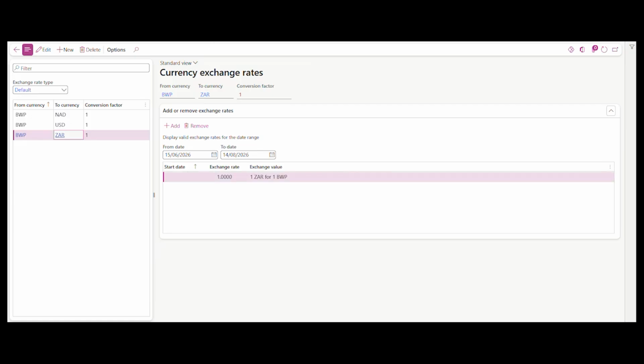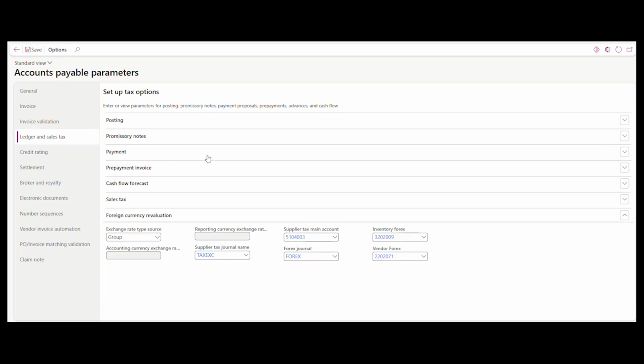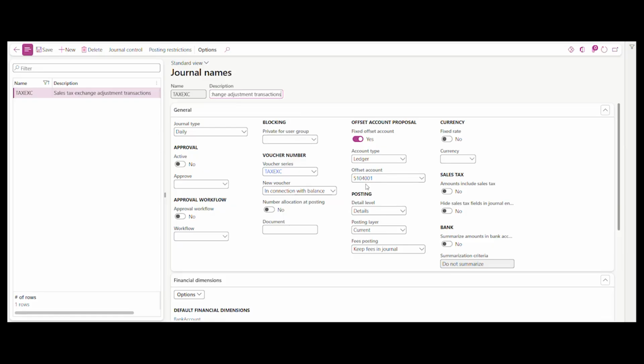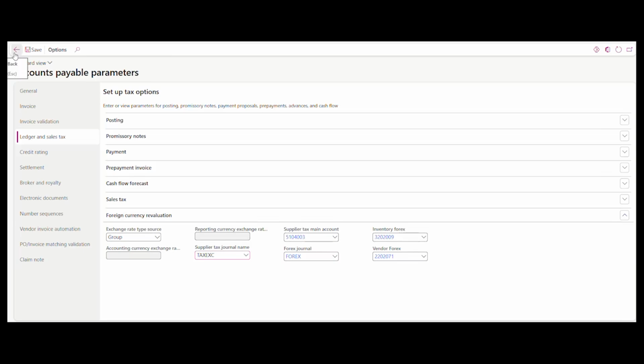And the predefined parameters are in our accounts payable parameters, where we have designed the exchange rate journal. I mean, once the PO is posted, which journal it should go to and what the main account is. In the journal name itself, we have added the fixed offset account, so that whenever the journal is posting, it should debit the account which is mapped in the parameters, and the offset account is going to be this ledger. These are the prerequisites which we have done for the dual exchange rate on the PO. Now we will go for the process.